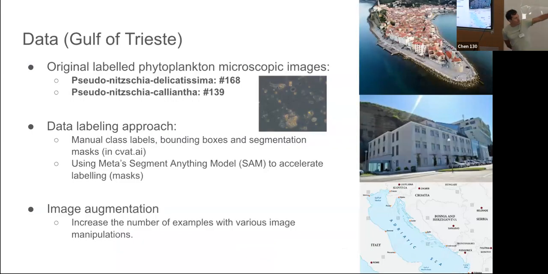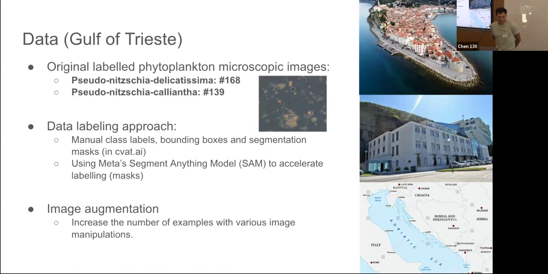This is Piran on the top right, which is the spot where the sampling is taking place. This is the National Institute of Biology, the Marine Biology Station. Just so that you have an idea, it's in the Adriatic Sea, completely on the north of the Adriatic Sea, which is called the Gulf of Trieste. All the samples are from here.